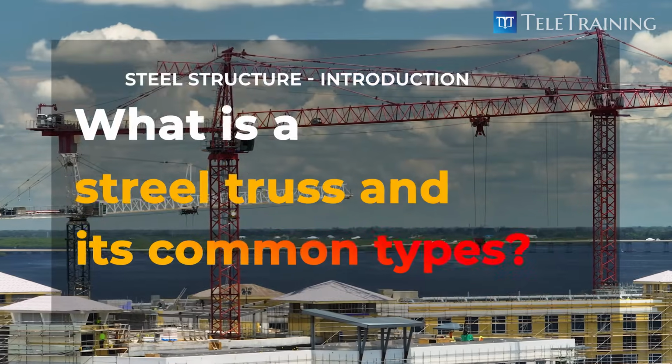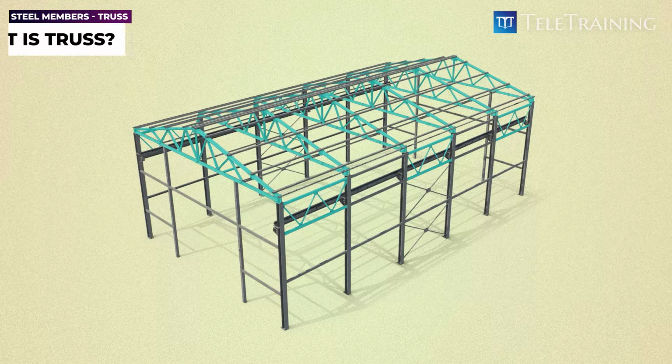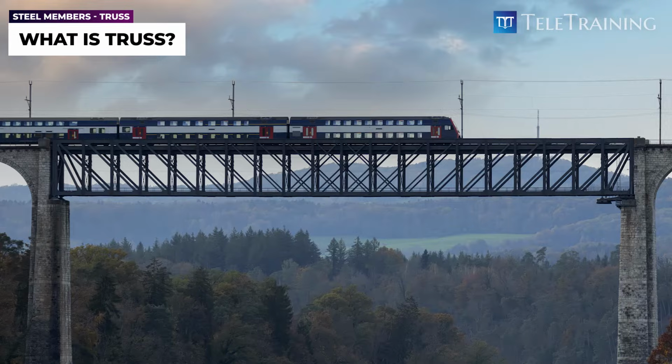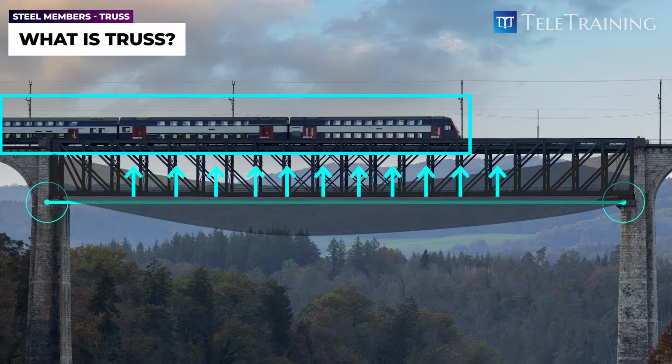What is a steel truss and its common types? A truss is an innovative structural frame constructed by connecting a series of straight, interconnected members in a triangular pattern. Trusses are favored for their ability to span long distances and support large loads. They also minimize deflection and are remarkably lightweight.